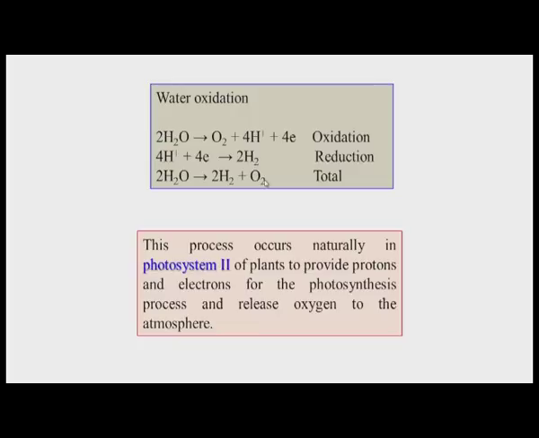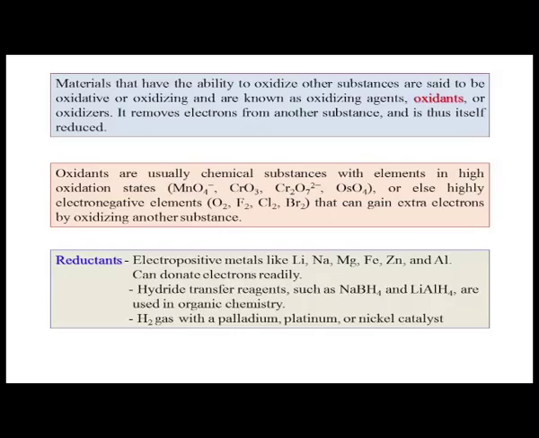So, the very basic reaction for our survival, photosystem 2 or PS2, is a typical oxidation reaction that nature does for us. In this class of redox reactions, we can have some material that has the ability to oxidize another substance and is said to be oxidative, that means it can oxidize the other thing. So, it is the oxidizing agent, or oxidant, or oxidizer.